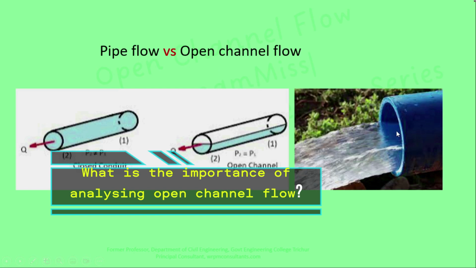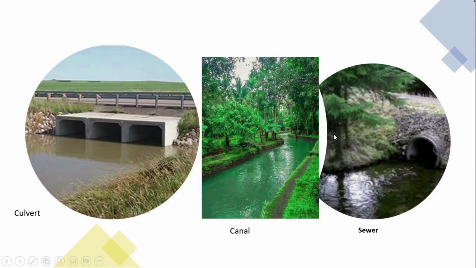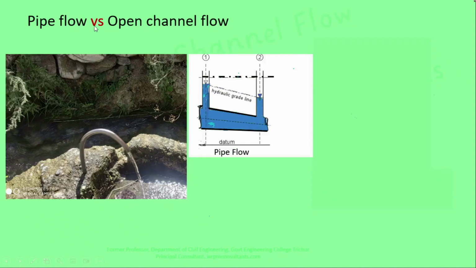What is the importance of analyzing open channel flow? The prediction and analysis of the flow characteristics in open channel flow is of significant engineering interest, and it is required in the design of canals, culverts, sewers, dams, weirs, etc. Now let us discuss the major difference between open channel flow and pipe flow.